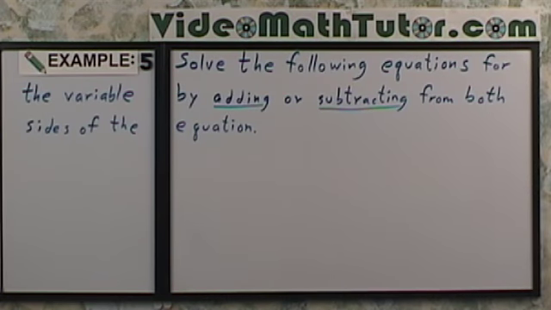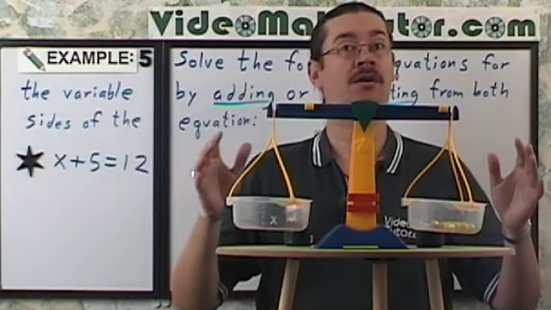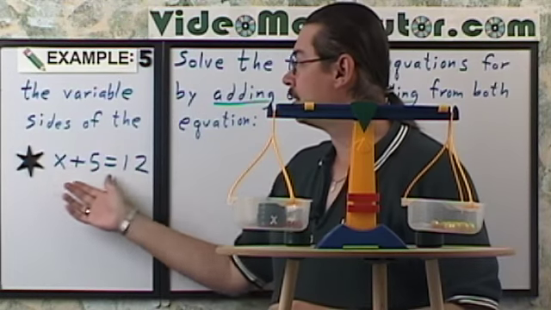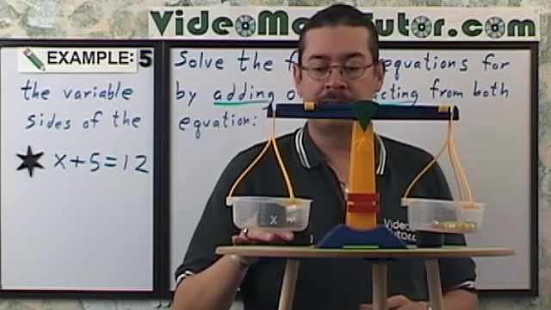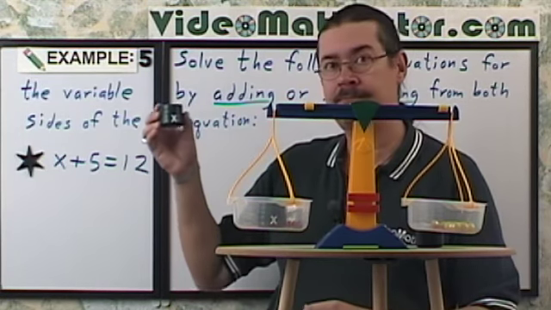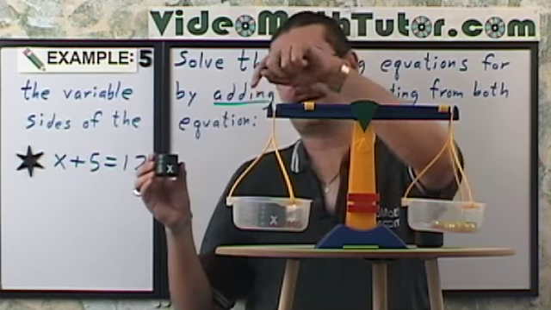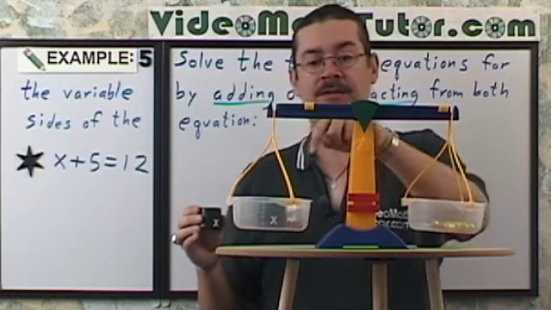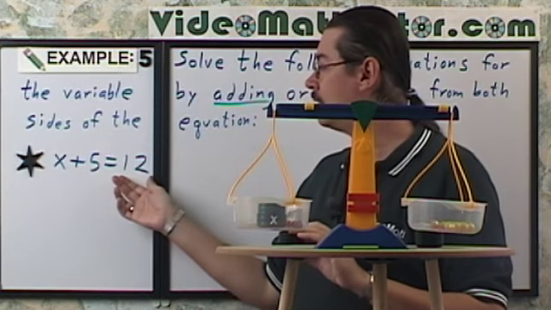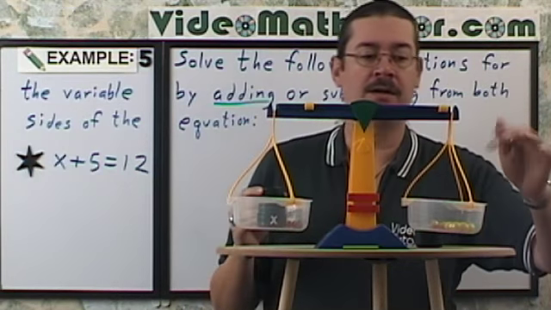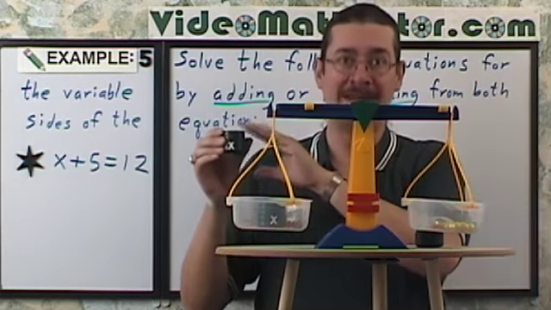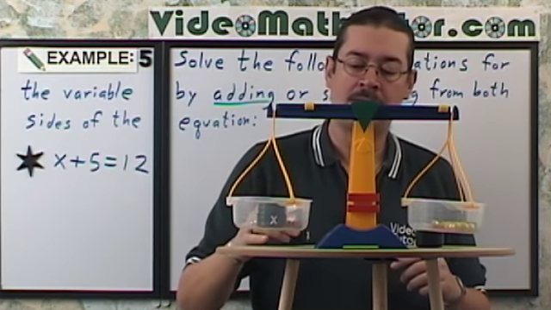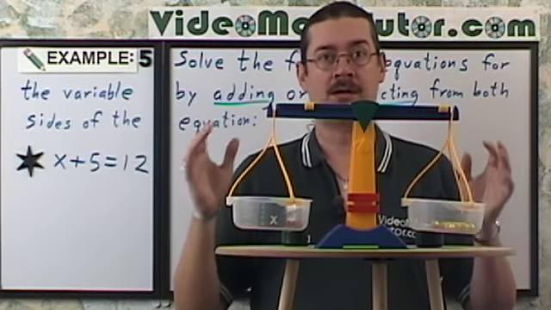Example 5. Solve the following equations for the variable by adding or subtracting from both sides of the equation. Let's use this setup to illustrate our example. I have x plus 5 equals 12. I'm going to let x be the number of marbles in a canister like this, and I have one just like it right in there. I have 5 extra marbles in here, which represent the 5. On the other side of the balance, I have 12 marbles. I also have some extra weights to compensate for the weight of an empty canister. Just ignore that. My goal is to figure out how many marbles are in the canister.